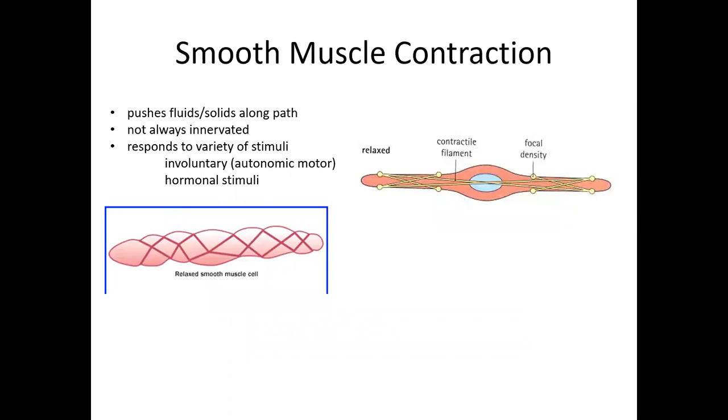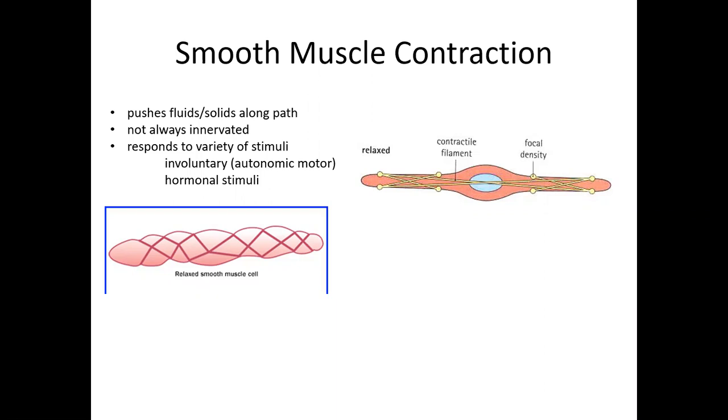So looking at smooth muscle contraction, because it's in hollow organs, basically, it's pushing either fluids or solids along a pathway. And not all smooth muscle is innervated. We're going to have two types, which I'll get to very shortly. So some is innervated, and it's an autonomic motor innervation. And then other ones are hormonal, like think your uterus. That's all a hormonal impetus for contraction.